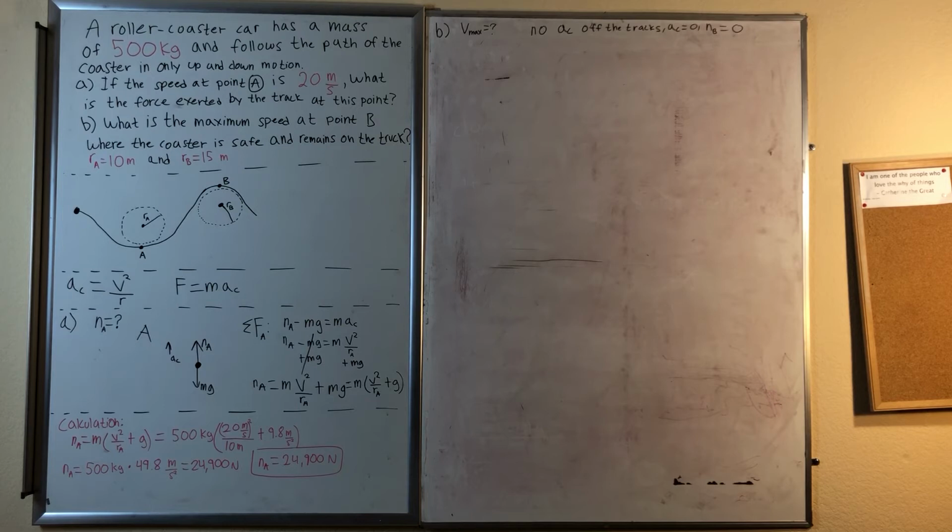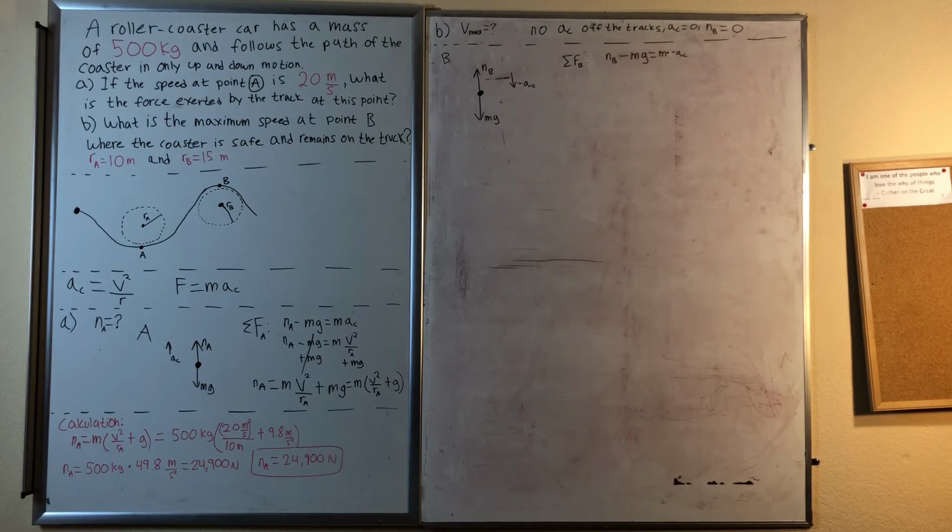Time to draw a FBD for point B. Starting with a base, the car has weight straight down again, and the normal force of the tracks goes straight up. In this case, the center is down, so its centripetal acceleration is now in the negative direction. So moving on to sum the forces for point B.